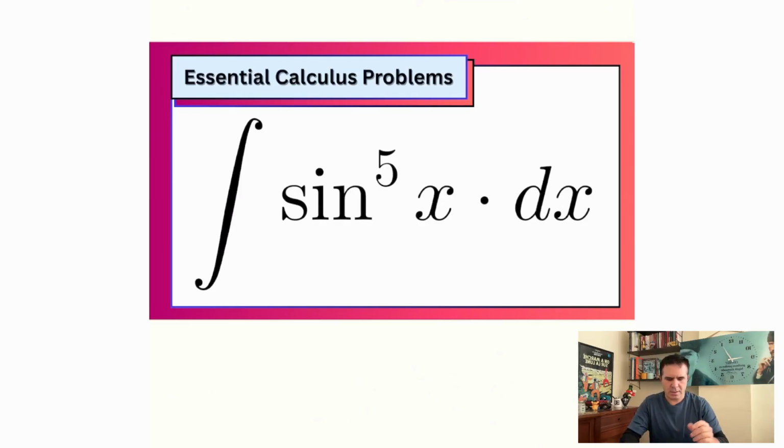Hi everyone. In this video we will take the integral of sine to the power of 5x dx. To integrate sine to the power of 5x dx, we first need to separate one sine x and rewrite the remaining part in terms of cosine x. Then we will make a substitution by letting u equals cosine x.